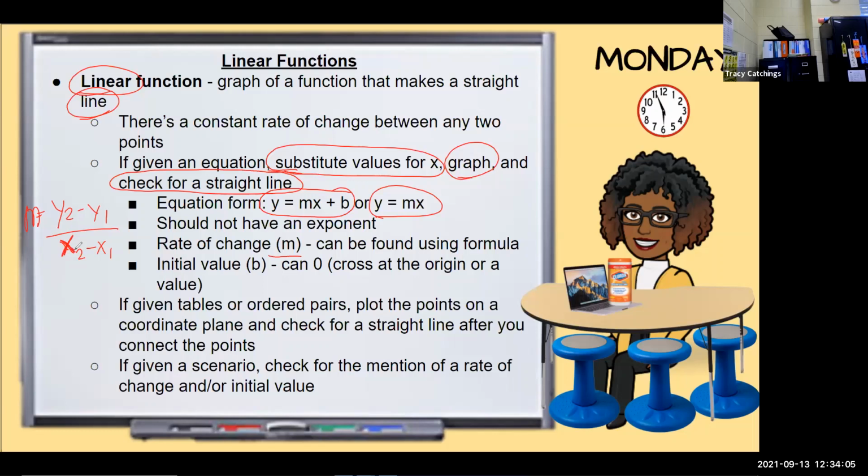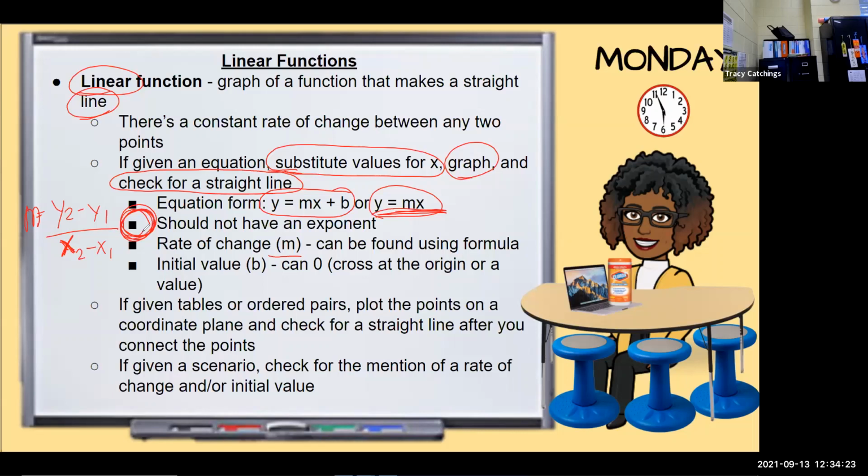Initial value is the b. It said it can be 0 if it crosses at the origin. That's this equation. Y-intercept is 0 because it isn't there. Or it could be another value if it crosses at another point. A key piece to note in that middle.